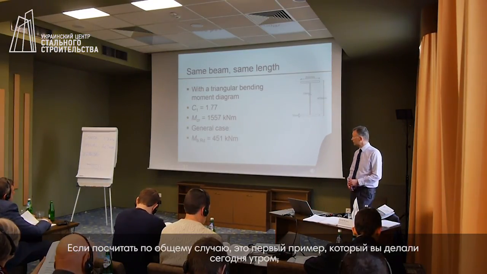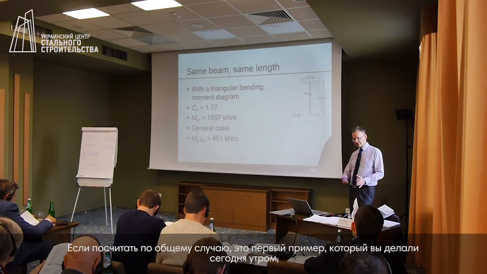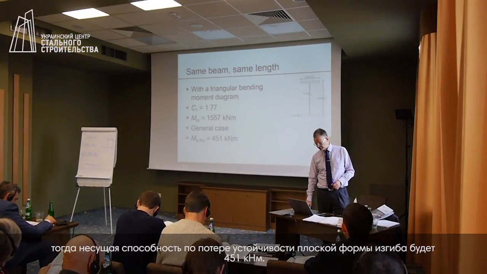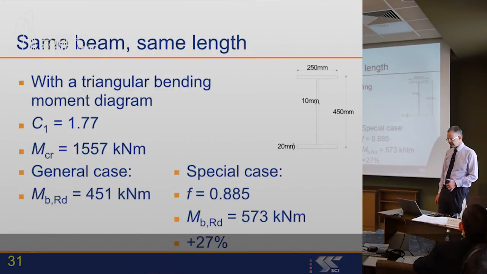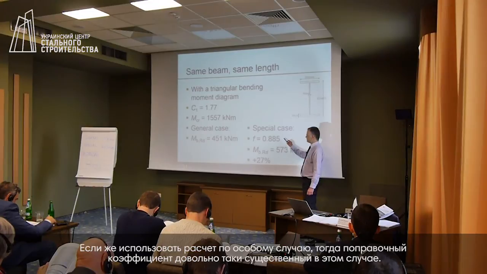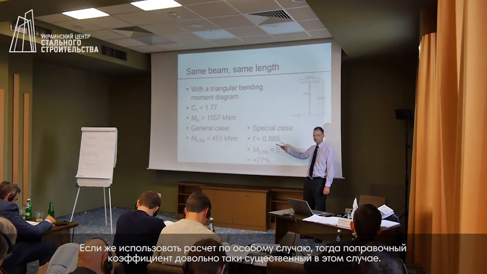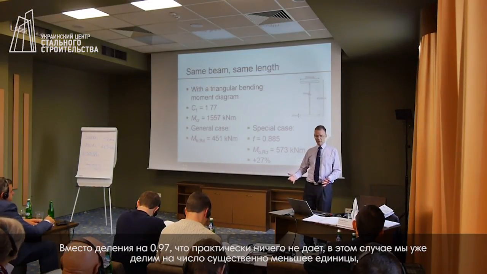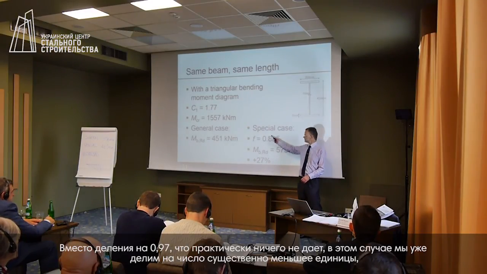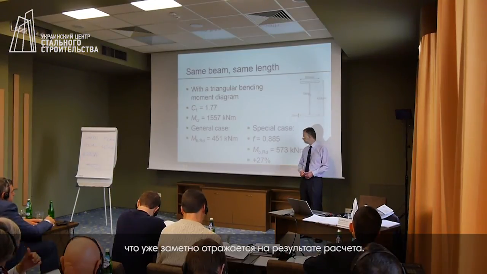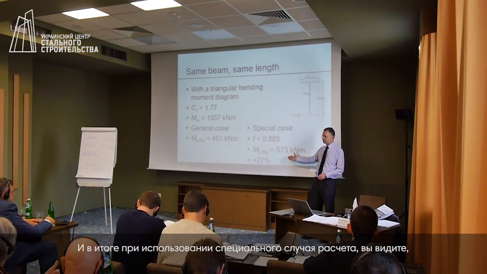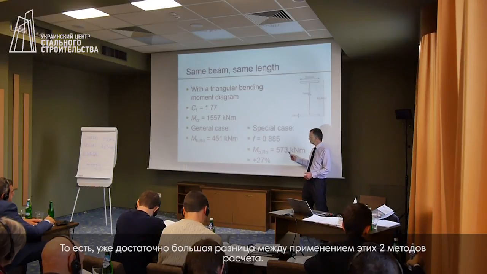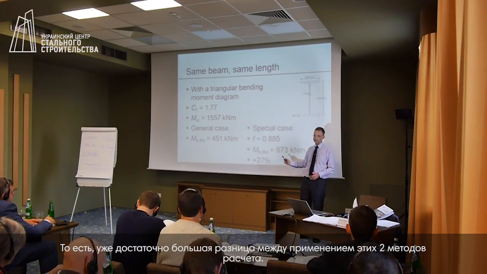If I use the general case, so that was the first example that you completed this morning, the buckling resistance moment would be 451 kilonewton meters. If I use the special case, then the modifying factor is now quite attractive. Instead of dividing by 0.97, which was almost worthless, we're now dividing by a small number, and that is worthwhile. And then you'll see if you use the special case, the resistance here is 573 kilonewton meters. So quite a difference between the two cases.